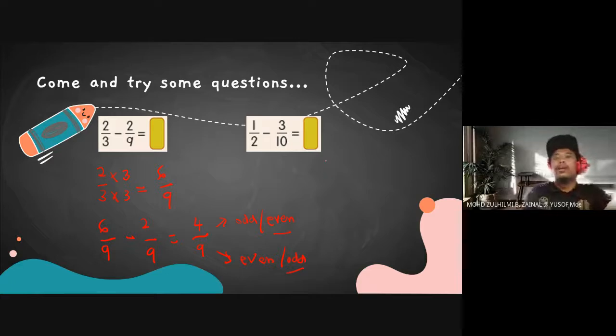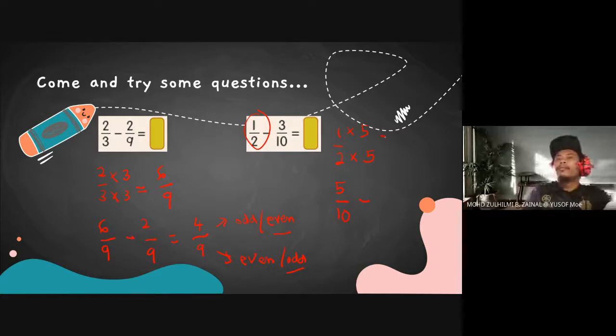Extra tips. Okay, 1/2 minus 3/10. Take the one with the smaller denominator. So for 1/2, you take 1/2 because the smaller denominator is 2. So how do we make this 2 into 10? Multiply with what? 2 times 2, 4. 2 times 3, 6. 2 times 4, 8. 2 times 5, 10. Multiply by 5. So 1 times 5 equals 5. 2 times 5 equals 10.